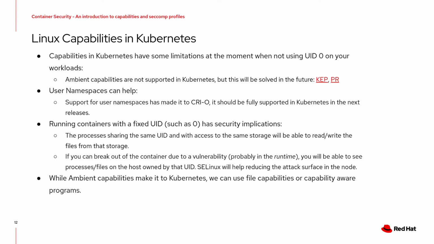Running containers with a fixed UID such as 0 has security implications. The processes sharing the same UID and with access to the same storage will be able to read and write the files from that storage. And also, if you can break out of the container due to a vulnerability, probably in the runtime, you will be able to see processes and files on the host owned by that UID. In those cases, tools like SELinux will help reduce the attack surface in the node. While ambient capabilities make it to Kubernetes, we can use file capabilities or capability-aware programs. We will see that in the demo.